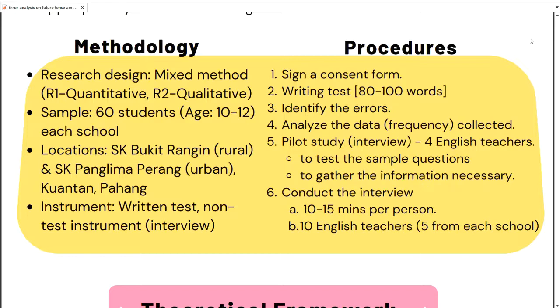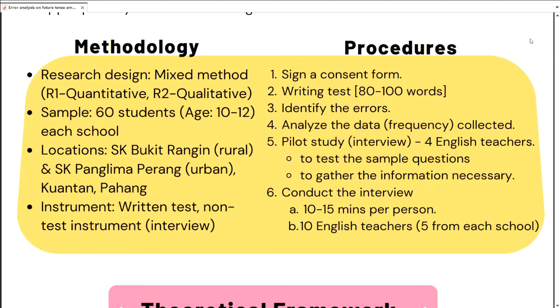The demographic of these schools will be taken into account as well, as SK Bukit Rangin is in a rural area while SK Panglima Perang is within an urban population. The instruments we will be using are written tests to identify the errors in future tenses and a non-test instrument, which is an interview, for the teachers to look into the factors of these errors.